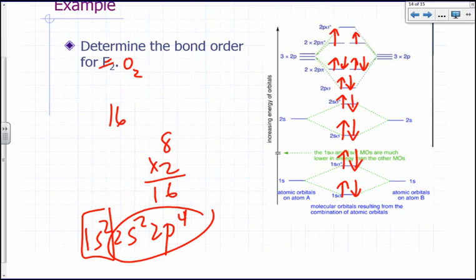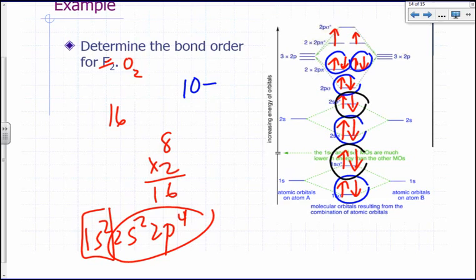Note that we're spreading out the electrons between the 2 pi orbitals before we pair them off. Okay? So let's look at the electrons in our bonding orbitals. We got 1, 2, 3, 4, 5 pairs. So that's 10 electrons in the bonding orbitals. The electrons in the anti-bonding orbitals are 2, 4, 6. So 10 minus 6, divided by 2, gives you a bond order of 2. We expect oxygen to have a double bond.